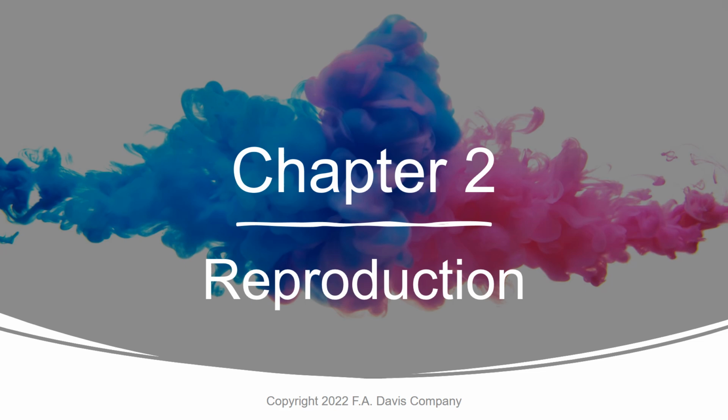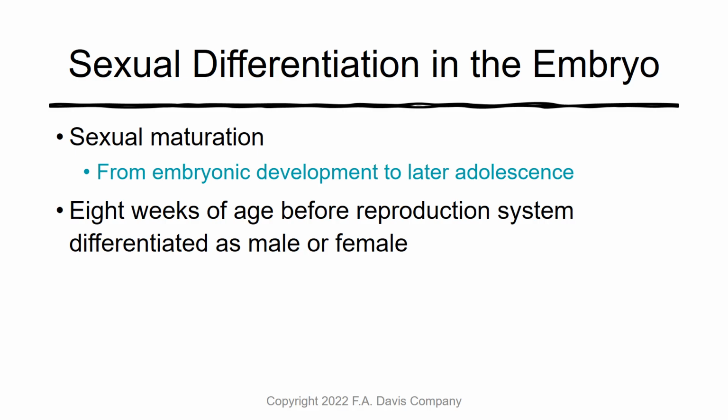This is Chapter 2, Reproduction. Sexual differentiation in the embryo. Sexual maturation actually starts during embryonic development and becomes fully mature in late adolescence. So you can see how when the embryo starts to develop, that maturation starts right then, because sex is determined at conception. But it takes about 8 weeks before the reproductive system actually becomes differentiated as male or female.